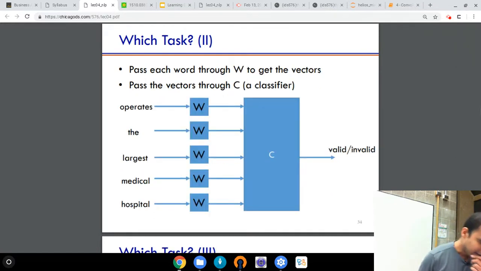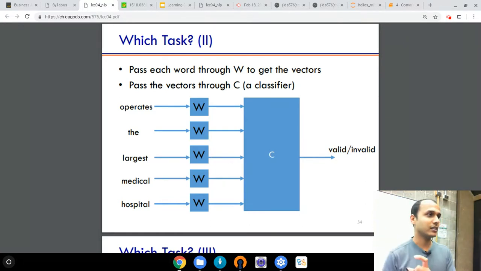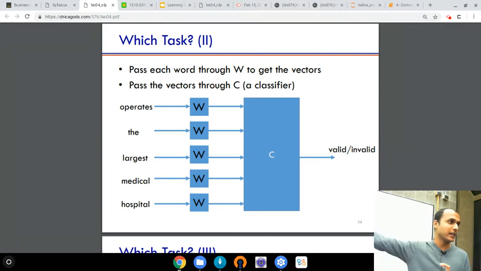I have many such sequences of words with labels. So my learning problem is as follows: for the right sequence of words I want to predict valid, and for the incorrect sequence of words I want to predict invalid. And how are the sequences of words passed on to get to the loss value?